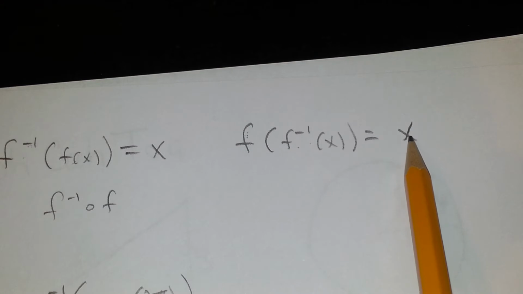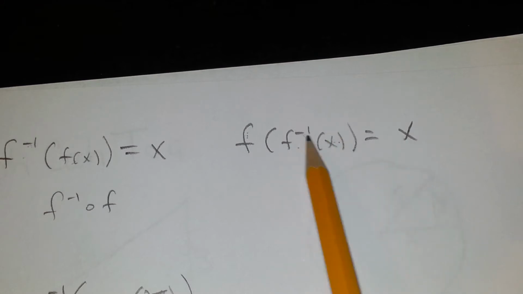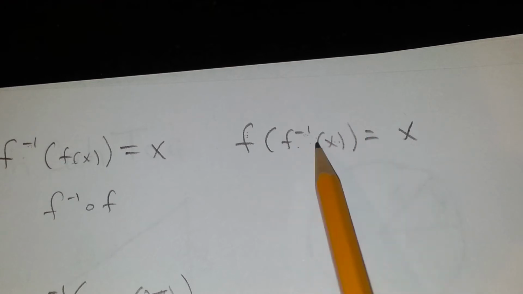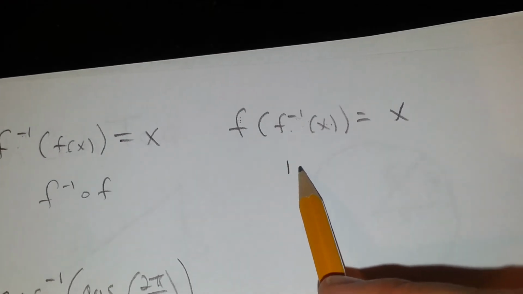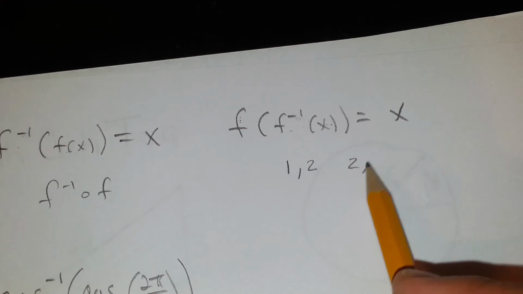And again, I should get back x. Plug in x, I get out a y, I plug in that y, and they're inverses of each other. So you get back to where you started from. You plug in 1, you get out 2. You plug in 2, you get out 1.